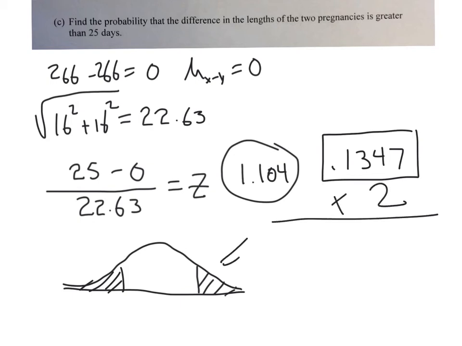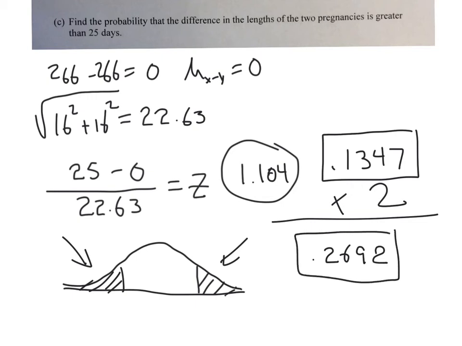So all you got to do is double this. Okay? So this side and this side together, which gives you, what is it? It's 26 point something, 26.92. Whoa, what just happened? 0.2692. Okay. There it is. So, there's that.